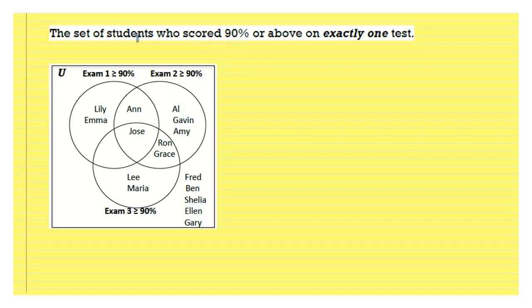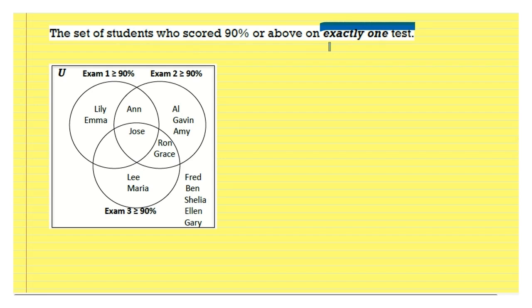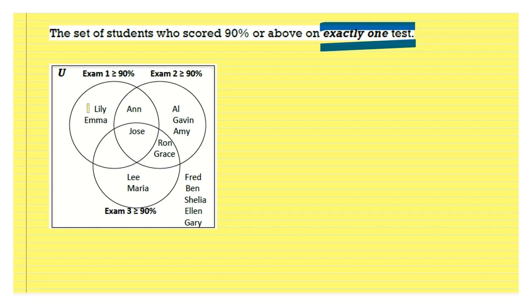That statement says the set of students who scored 90% or above on exactly one test. Okay, so let's look at our Venn diagram. Let's look at Lily. Do you see Lily's name anyplace else? No, she is not listed as having scored higher on exam 2 or exam 3. She is only scoring high on exam 1.